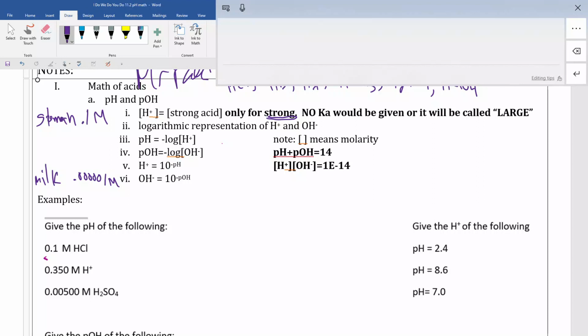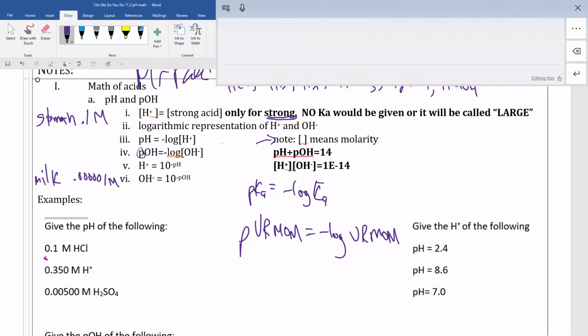So pH equals negative log of [H+]. Remember, brackets means it has to be in molarity, and it will always be in molarity. It says that right there. pOH equals negative log of [OH-]. So notice, what does little p mean? Negative log of it, right? So if I asked you for pKa, that would be negative log of Ka. Or if I said P, your mom, that would be negative log your mom. Okay, so that's what that P means.